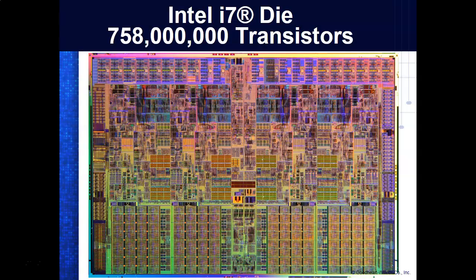So here's the die for an i7 processor, 758 million transistors on a 1/4-inch wafer. Here are the caches down at the bottom. It's got 4 levels of cache and 4 cores in there. A core is actually a microprocessor, so it's got multiple microprocessors.